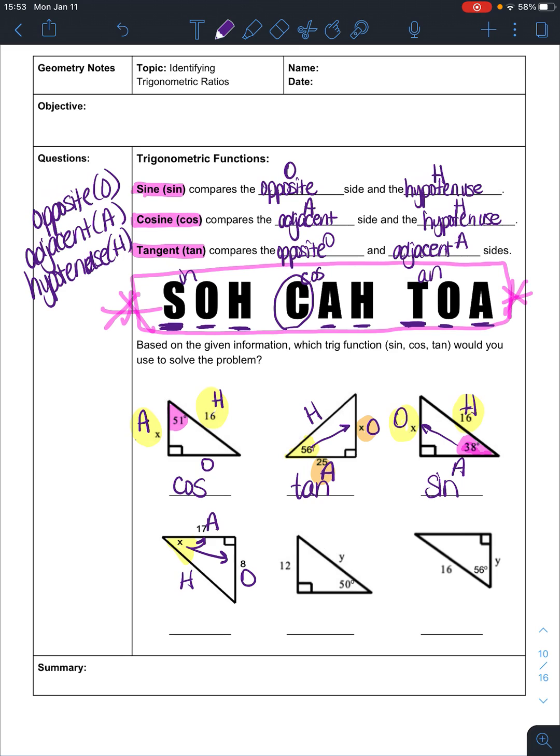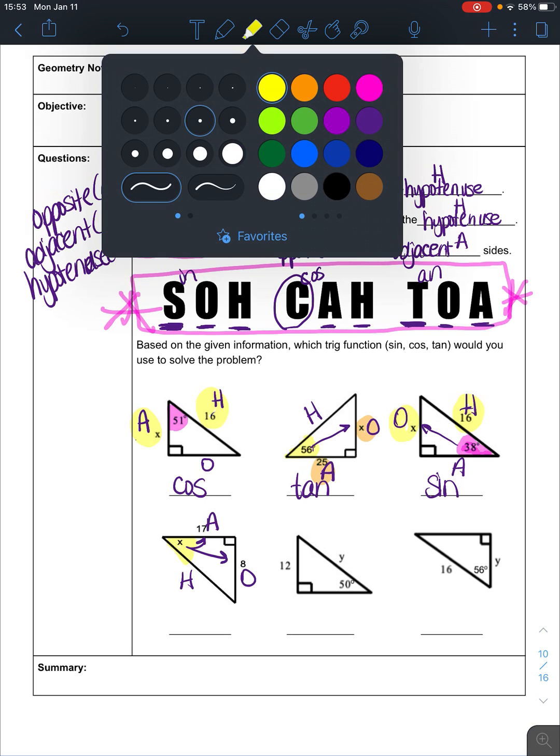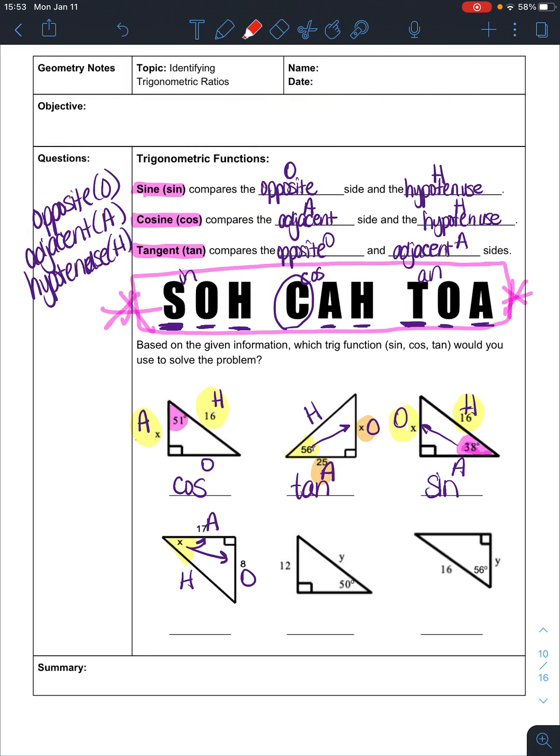So remember, adjacent means that it's beside it. Opposite means it's across from it. So now we go back and we decide which one are we going to use. I have A and O. So SOHCAHTOA, the one that uses A and O is tangent.